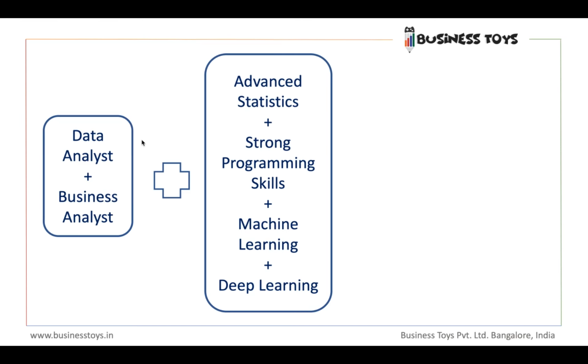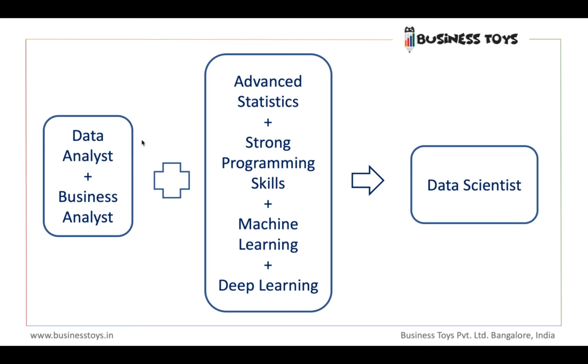So it's nothing you cannot learn. Then you also need to have a strong understanding of machine learning methods. There are some machine learning algorithms, and you need to have an understanding of them. If you have a strong understanding of machine learning as well as deep learning, then the combination of all these skill sets makes the person a data scientist.